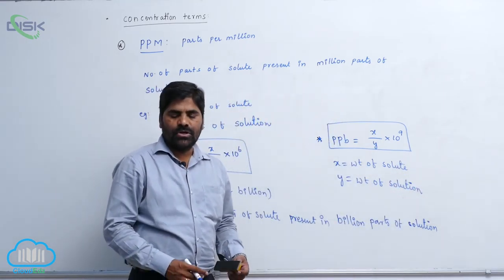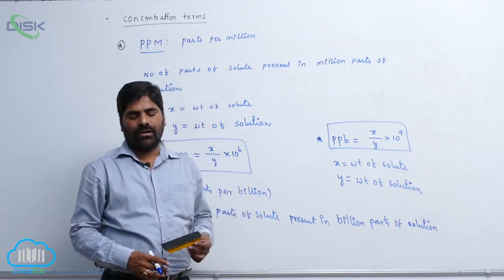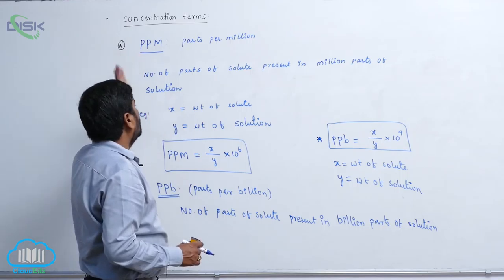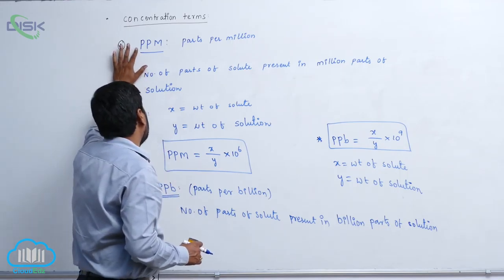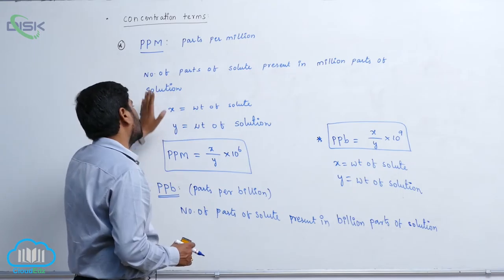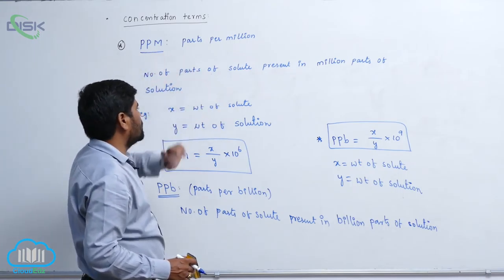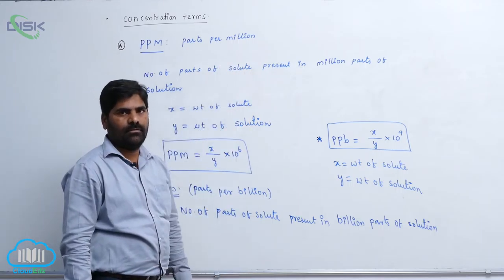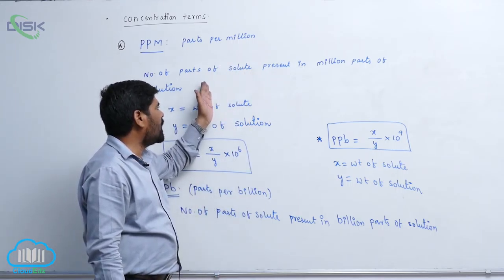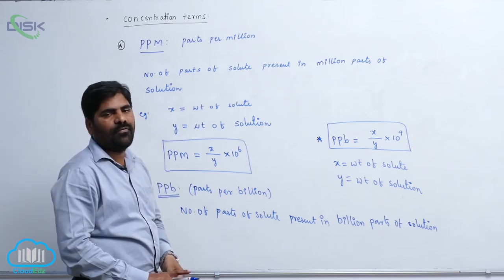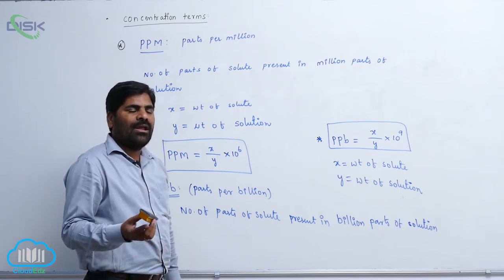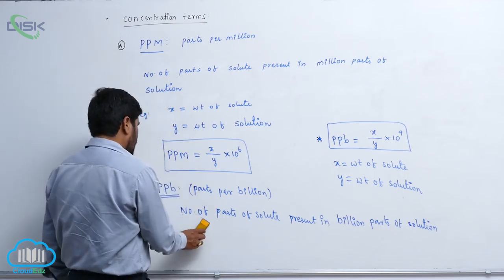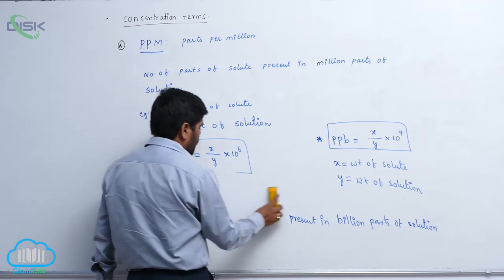So these are the two terms which are related to concentration terms, one is ppm, another one is ppb. This is the term which is mainly used for calculation of hardness of water, that is temporary hardness of water as well as permanent hardness of water and total hardness of water.